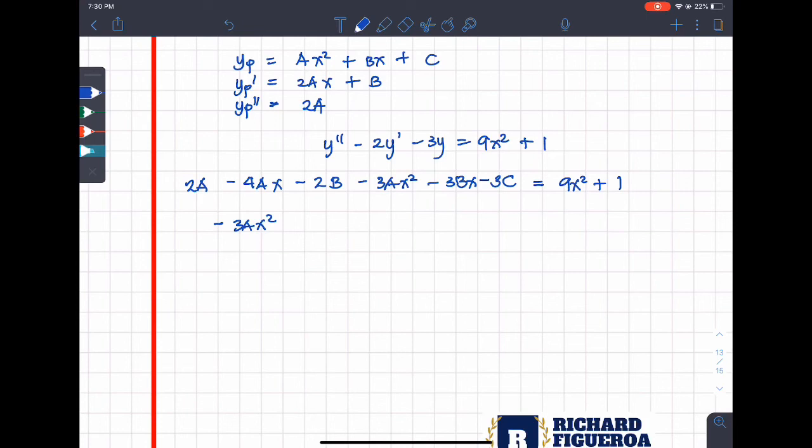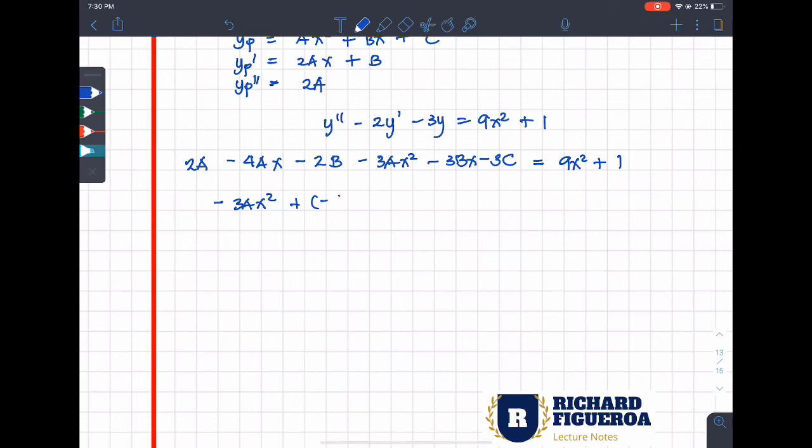And next we have those terms which involve x. So we'll have plus the negative 4a and then minus 3b, and then we'll have x. And lastly, we have plus 2a minus 2b minus 3c. So it would be equal to 9x squared plus 1.